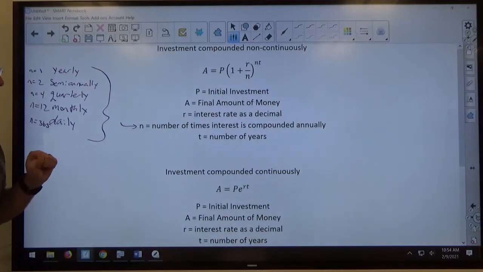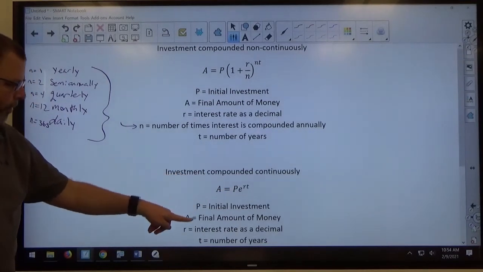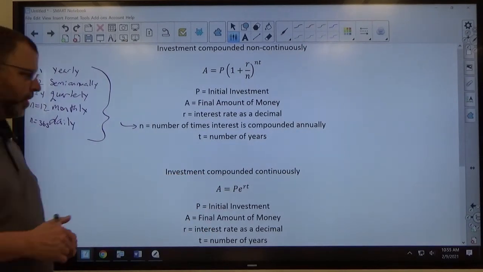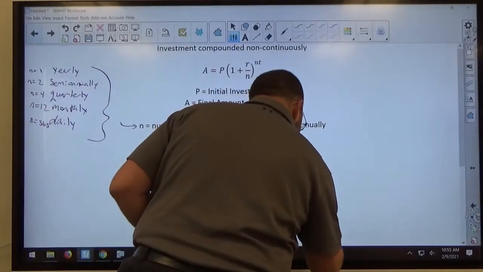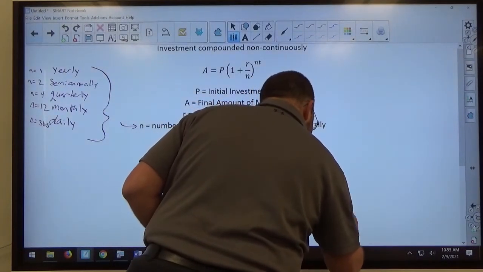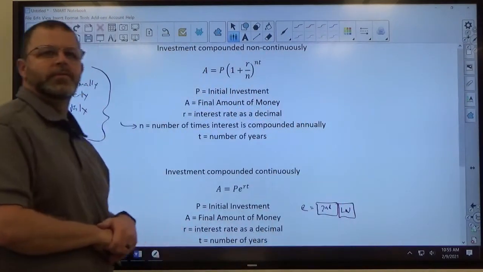All right? A continuously compounded interest formula. P is how much we start off with. A is what we end up with. R is the interest rate as a decimal. T is the number of years. E is the second LN button on most calculators.